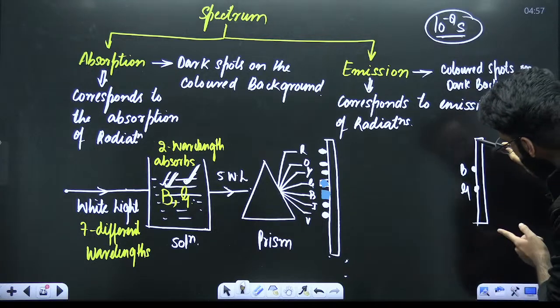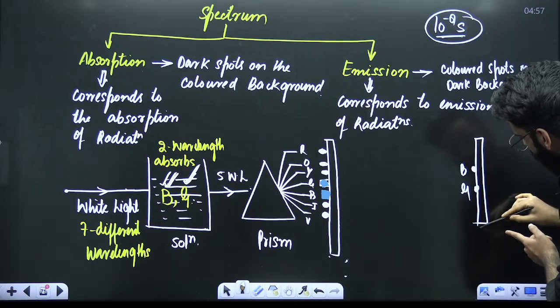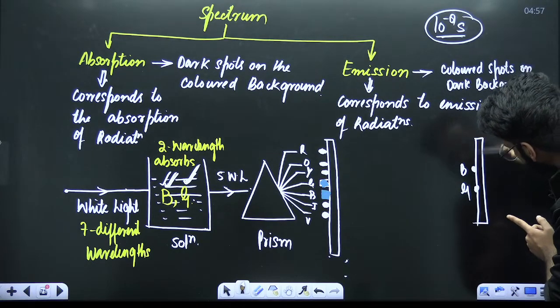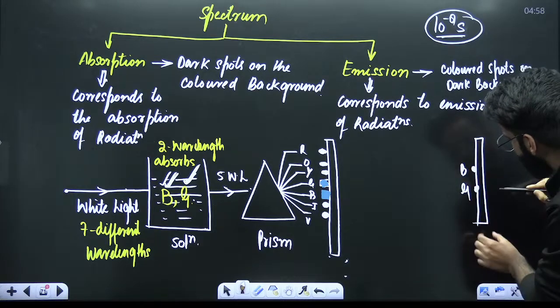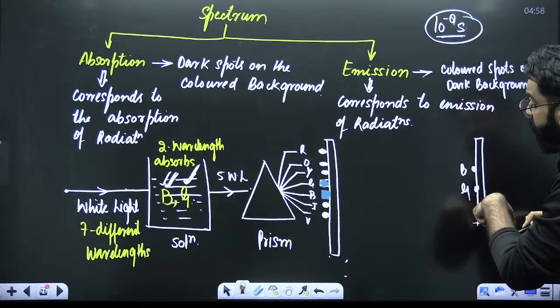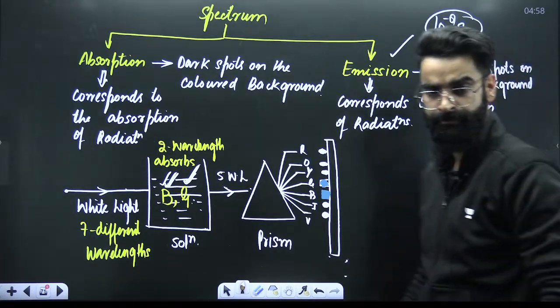And my dear students, whenever you see this kind of image on the photographic plate, wherein on the dark background you have colored spots, this particular image, this particular spectrum, which corresponds to emission of light, is something which you call an emission spectrum.